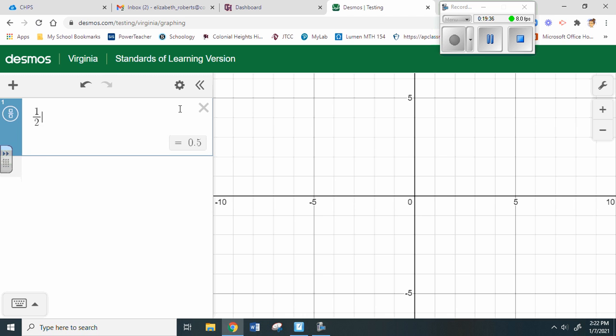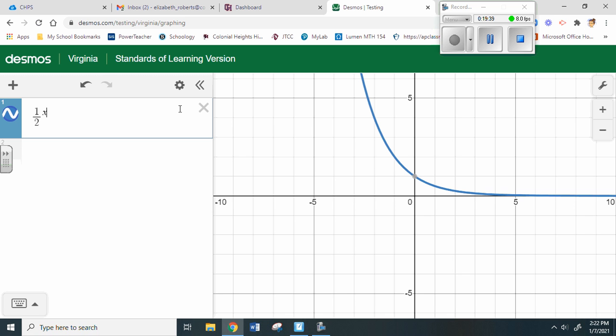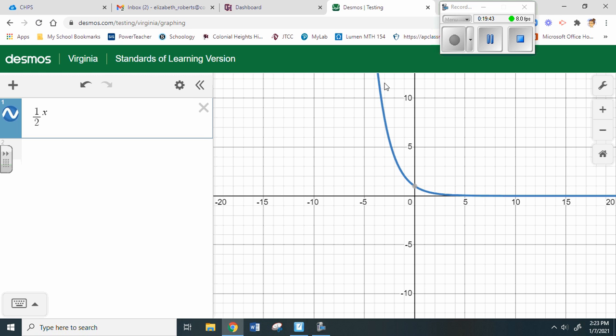Oop, 1/2, and I want to raise it to the x. Okay, now look at it. All right, it basically flipped it over the y-axis, but we won't even get into all that. It just changed it from, here's my 2 raised to the x, from a function that starts off flat and goes up to a function that actually starts from the top and comes down and then gets flat. Okay?